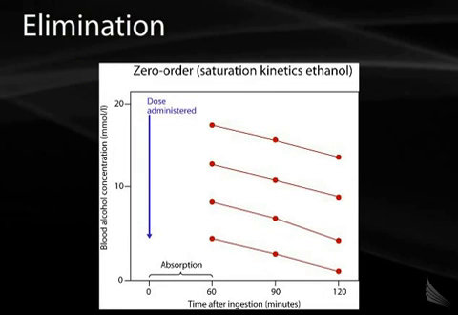This is the chart that shows zero-order saturation kinetics. On the y-axis, we have blood alcohol concentration. And on the x-axis, we have time. And as you can see, if a patient is given a certain amount of alcohol, this patient in this curve was given more alcohol than the patients below it. But as you can see, the slope of the line in each patient is the same. This shows that the rate of excretion is the same in each patient, no matter what the dose was and no matter what the concentration was in that patient.